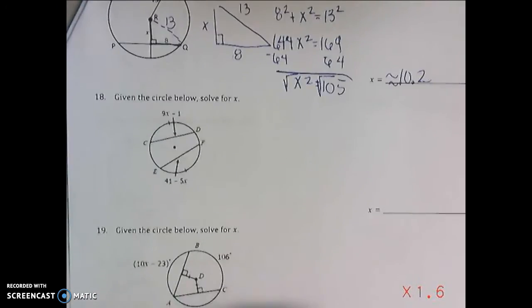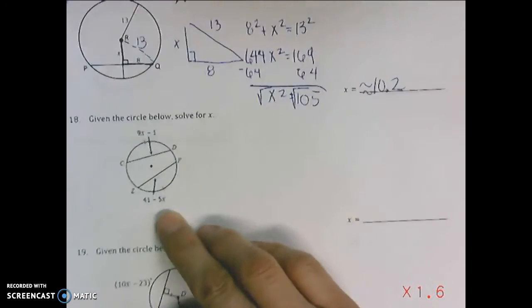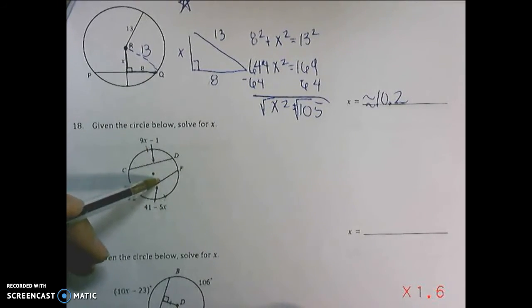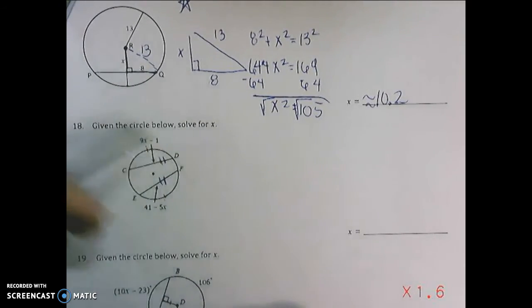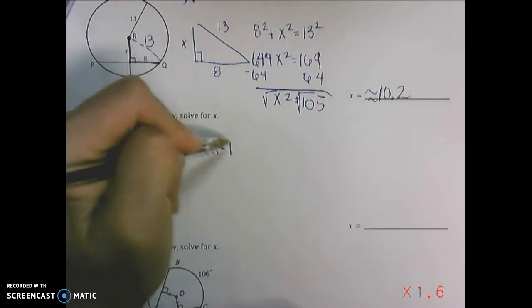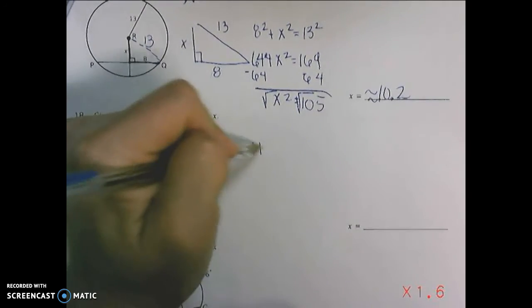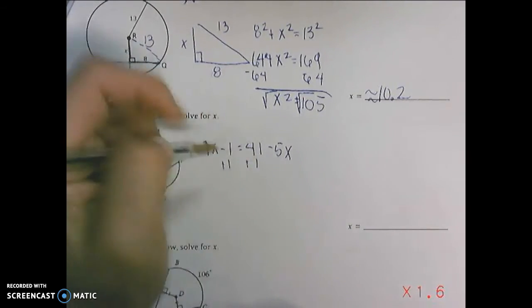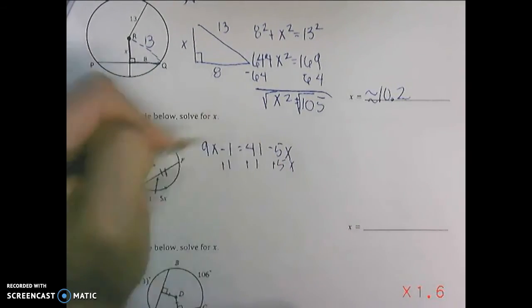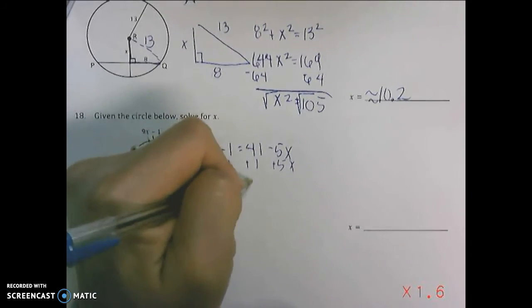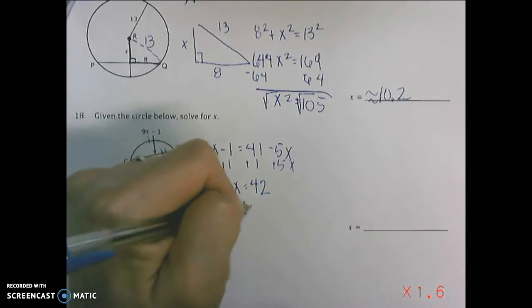Okie doke. Let's look at number 18. It's telling you these two arcs are congruent, so you know that these two chords are congruent, and it wants you to solve for x. So you're simply going to set them equal. 9x minus 1 equals 41 minus 5x. I'm going to add 1 and add 5x to both sides. I'm going to end up with 14x equals 42. x equals 3.